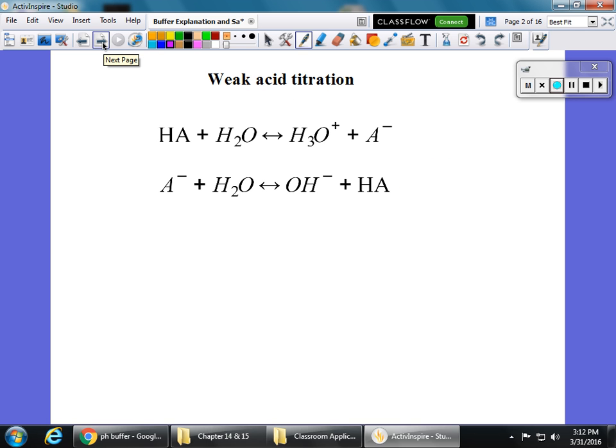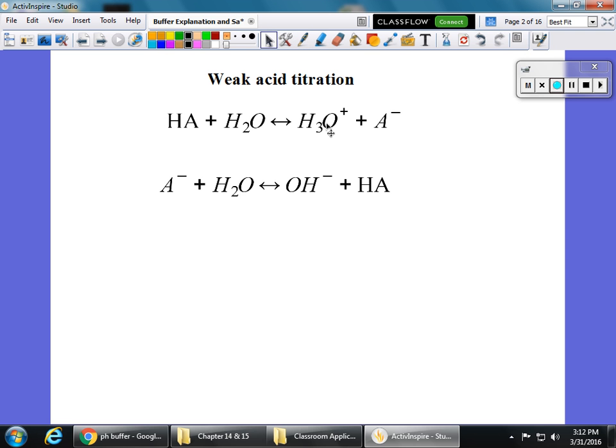What's really important to understand is that in these weak acid titrations, the equilibrium we have going on is for a weak acid turning into its conjugate base. This is the first equilibrium I have set up here. This is our generic expression for some weak acid, HA, dissolved in water. It goes through hydrolysis, which means reacting with water, to form our hydronium and our conjugate base.